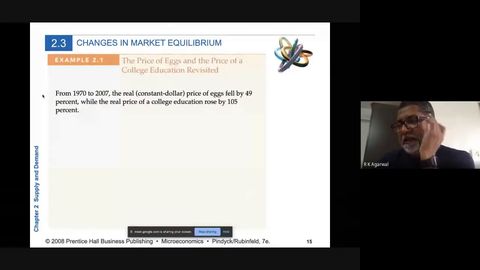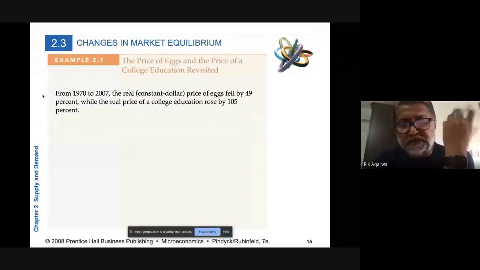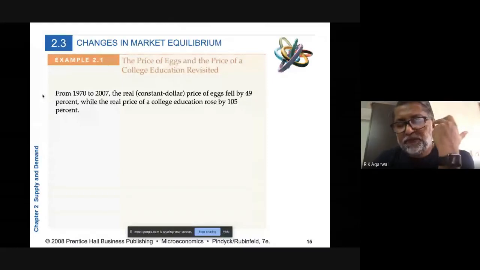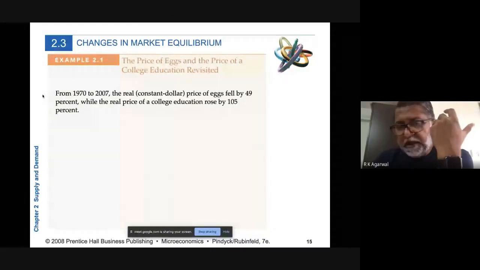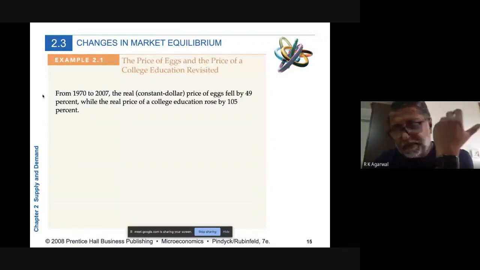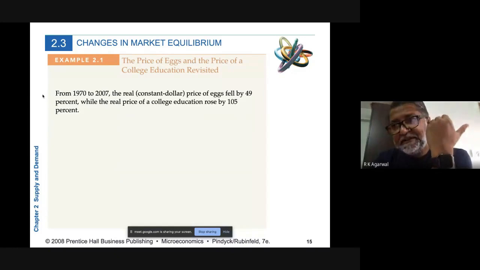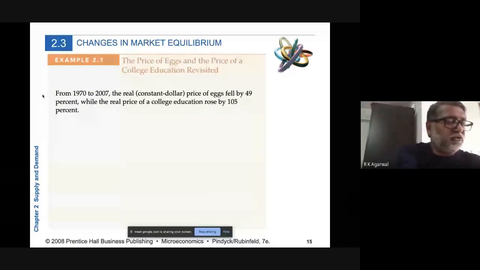So let us start by first analyzing the egg pricing. It fell 49% over a period of 37 years. What could have led to this fall in egg price? Of course, it is a result of change in the demand and supply conditions. So what you have to do is you have to draw a diagram.